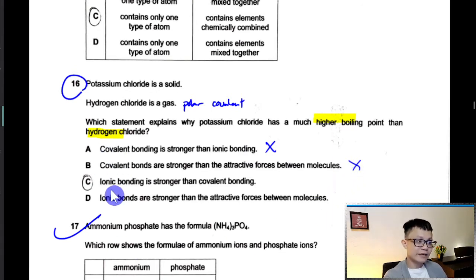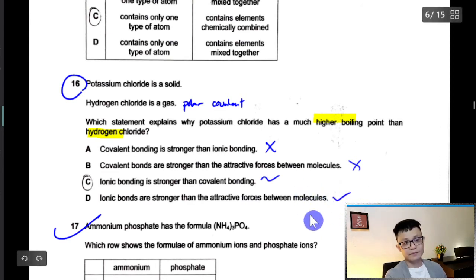Okay, so let's look at C and D. Ionic bonding is stronger than covalent. Actually, this is correct. This one you can Google search it. If I'm not mistaken, ionic is really stronger than covalent. D, ionic bonds are stronger than the attractive forces between molecules. Actually, this also is correct.